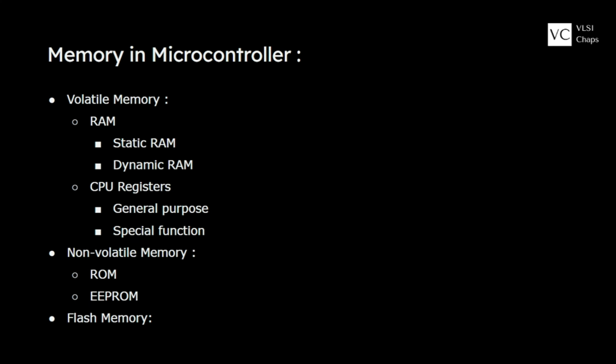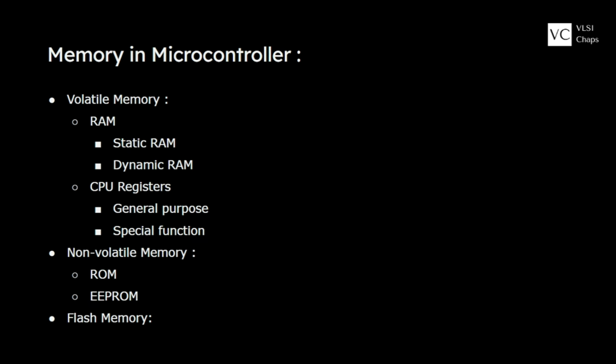So what is volatile memory? It is a temporary storage element. We will have the data stored in that memory unless and until the device is powered up. Once the power is off, the data will be flushed out. In that we have two kinds of memory, RAM, random access memory, and the CPU registers. In random access memory, we have two further kinds, static and dynamic RAM.